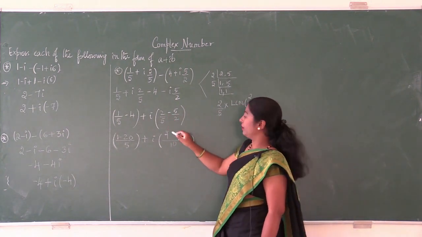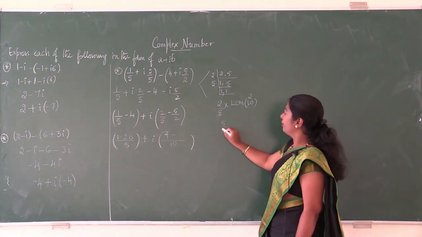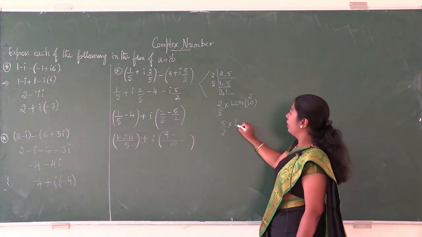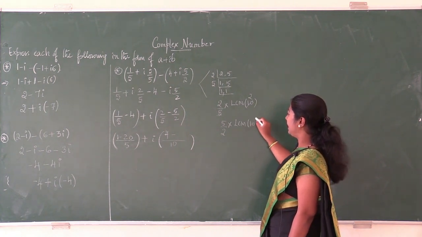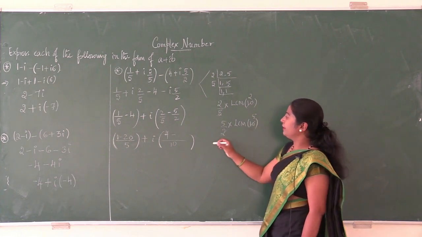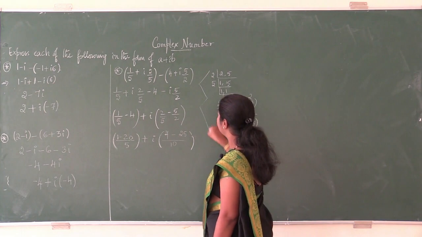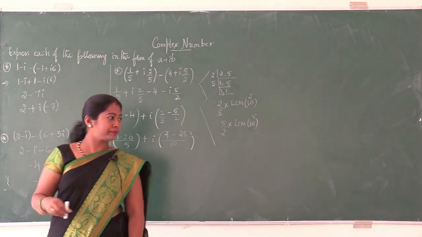What sign do I have here? Minus. Which is the second term? 5 by 2. 5 by 2 into LCM. What is the LCM here? 10. So when you simplify, 2 ones are 2, 2 fives are, 5 into 5 will be 25. This is how we find the LCM. This is in the working column.